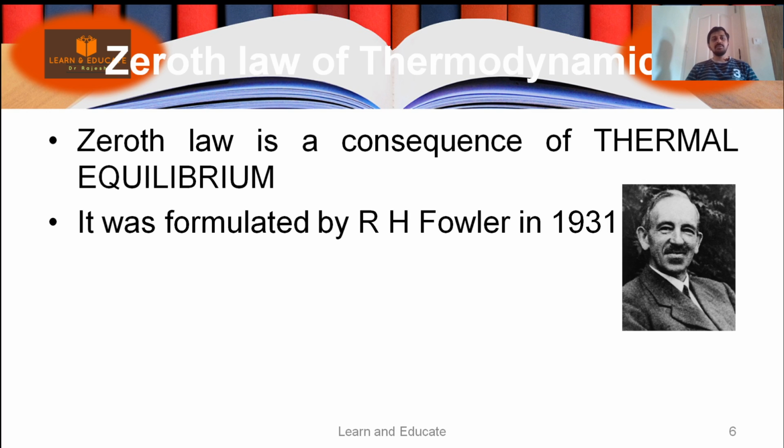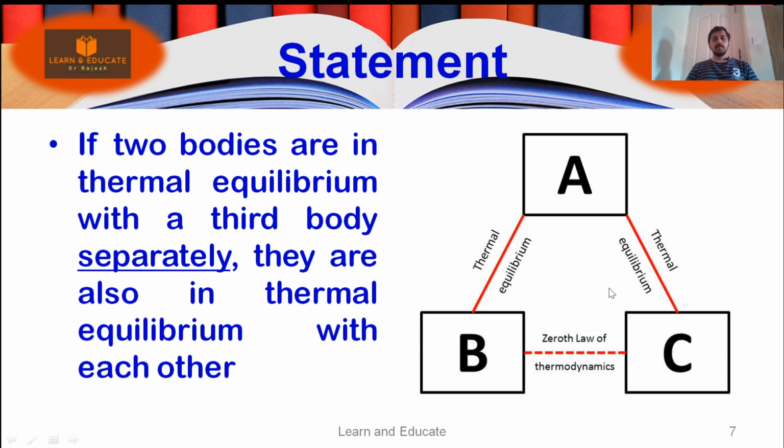So it was formulated in 1931 by R.H. Fowler. You can see Fowler here. So the statement of zeroth law of thermodynamics is like this. If two bodies are in thermal equilibrium with a third body separately, they are also in thermal equilibrium with each other. If two bodies are in thermal equilibrium with a third body, let us see.